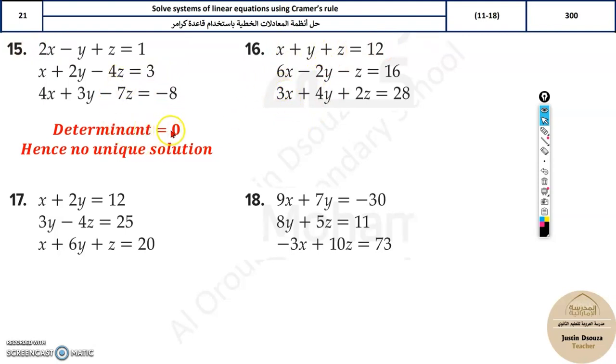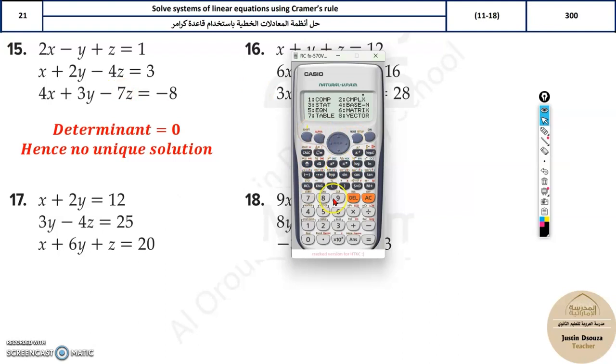Now here you can see the determinant is 0, so no unique solution exists. You can try this in your calculator as well. Mode 5 and 2. You will get an error. So 2 minus 1, 1, 1, 1, 2 minus 4, 3, 4, sorry, 3 minus 7, -8. I need to change one of the values.